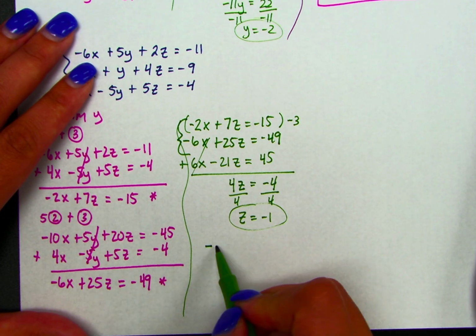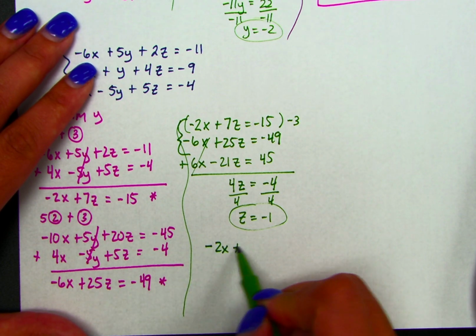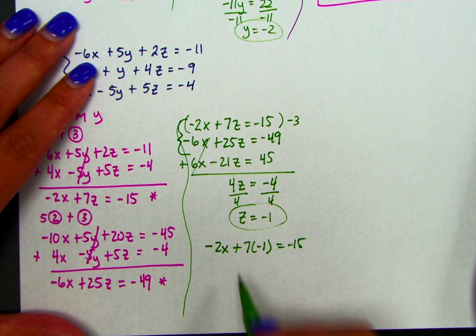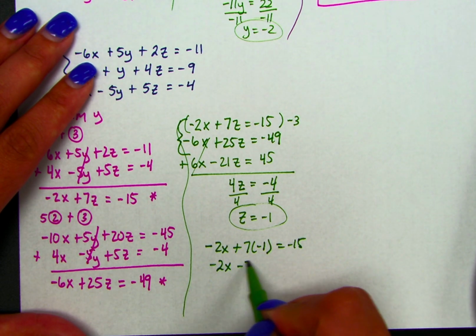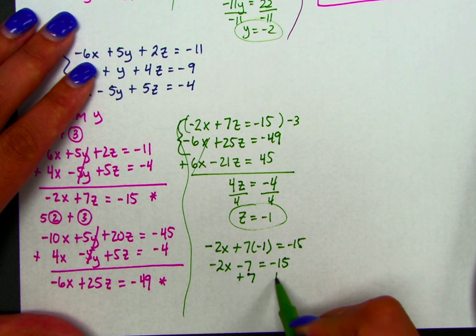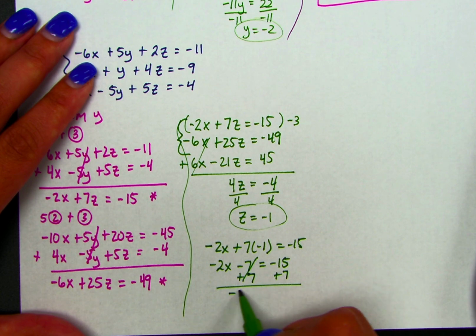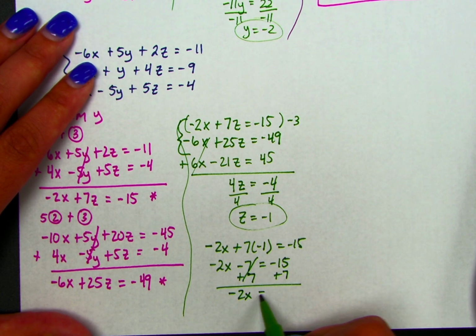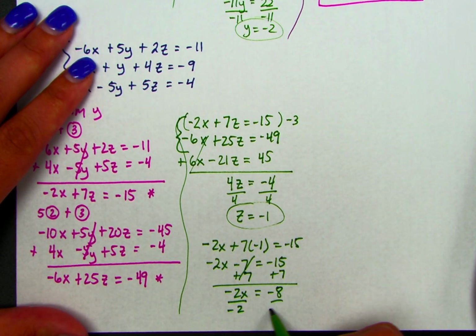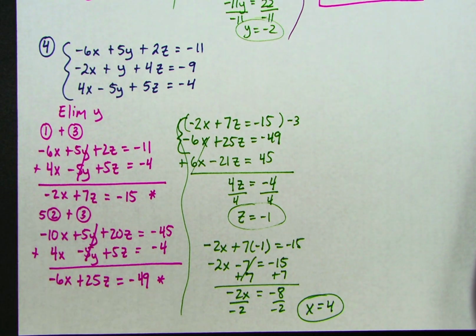So I will have -2x plus 7 times -1 equals -15. So -2x minus 7 equals -15. And that means I need to add my 7 over. So -2x equals -8. And then we are dividing both sides by -2, which means x has to be a positive 4.